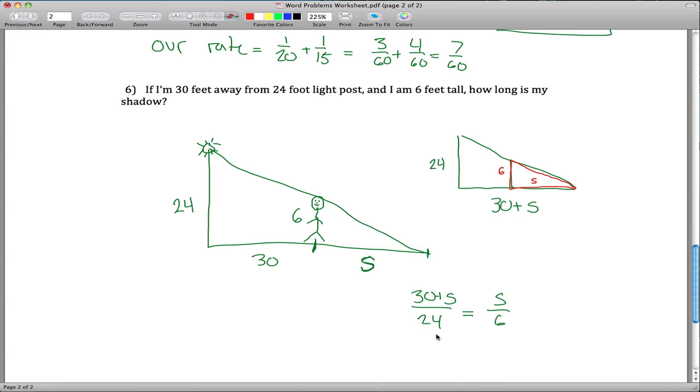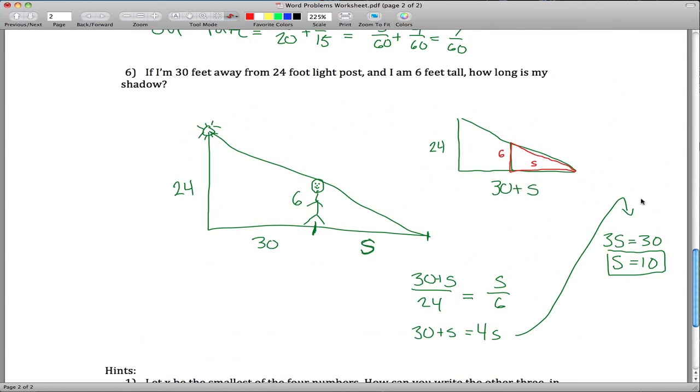See, a few ways to do this. Maybe we will multiply both sides by 24. That should work easiest. 30 plus S equals 24S over 6. 24/6 is 4S. So subtract S from both sides, and you got 3S equals 30. So S, the length of my shadow, is 10. I think that is finally the end of the worksheet.